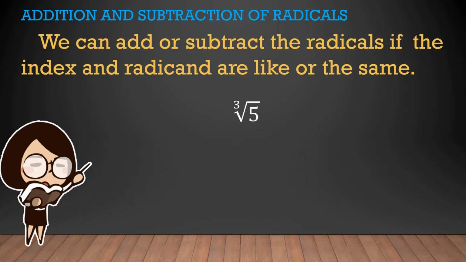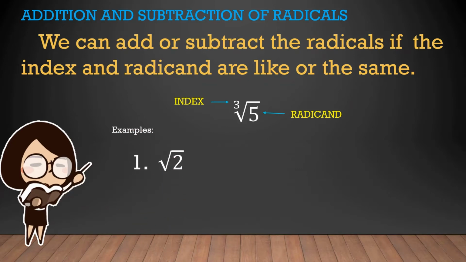So for example, we have cube root of 5. In cube root of 5, 3 is called the index, and 5 is called the radicand. So we can add or subtract if your index are the same and also the radicand.